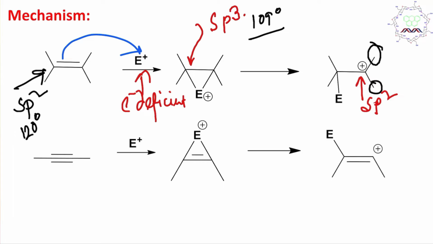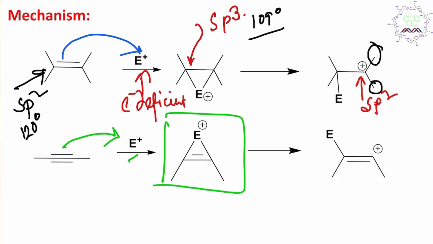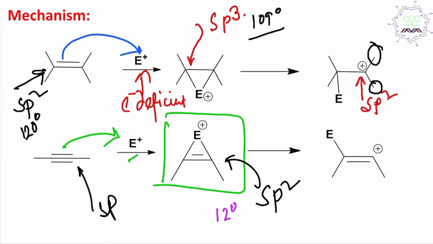Now if we look at the case of alkyne, similarly it will react with this electrophile and produce this 3-member ring, but the interesting thing is that this carbon is sp2 hybridized, because the initial one was sp hybridized. Since it is sp2 hybridized, the bond angle is expected to be 120 degrees.